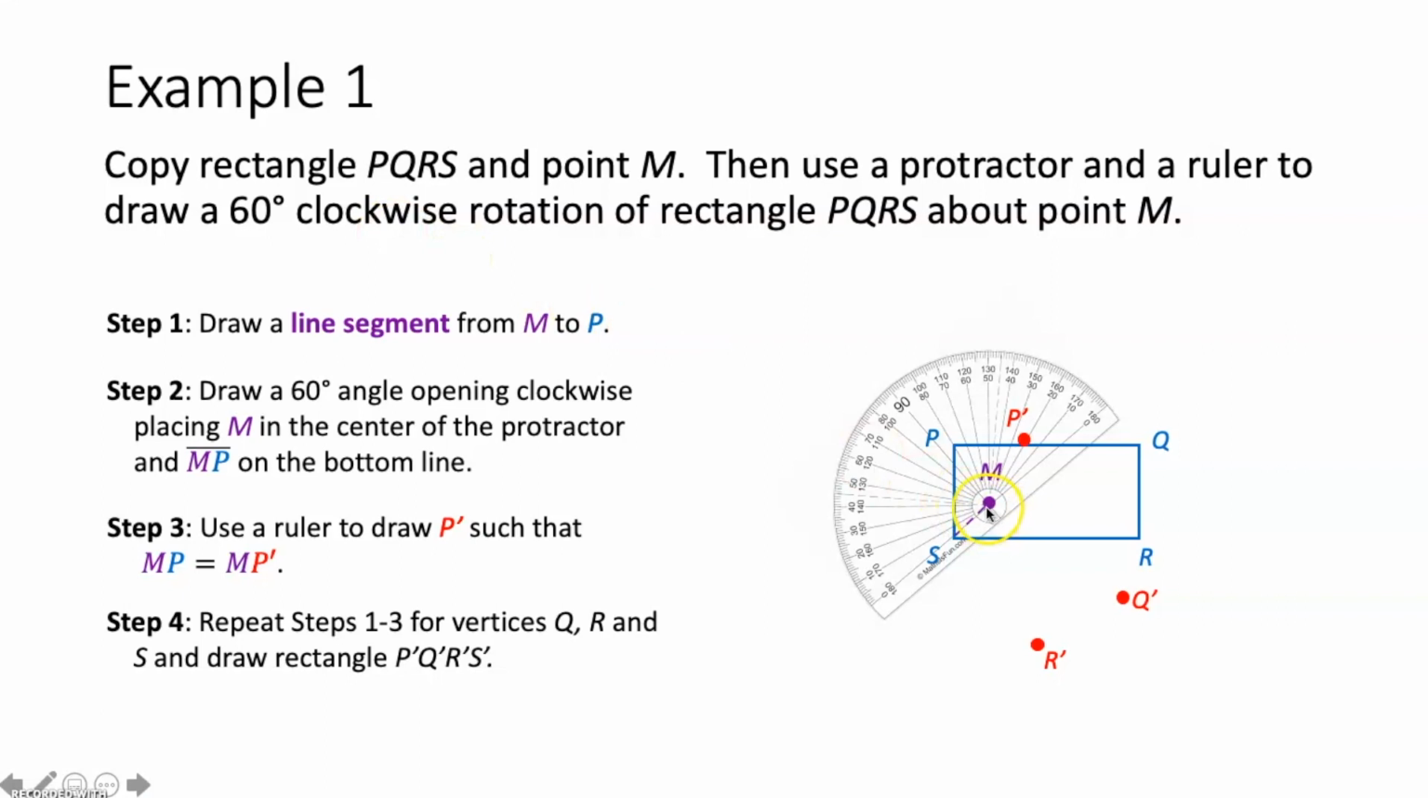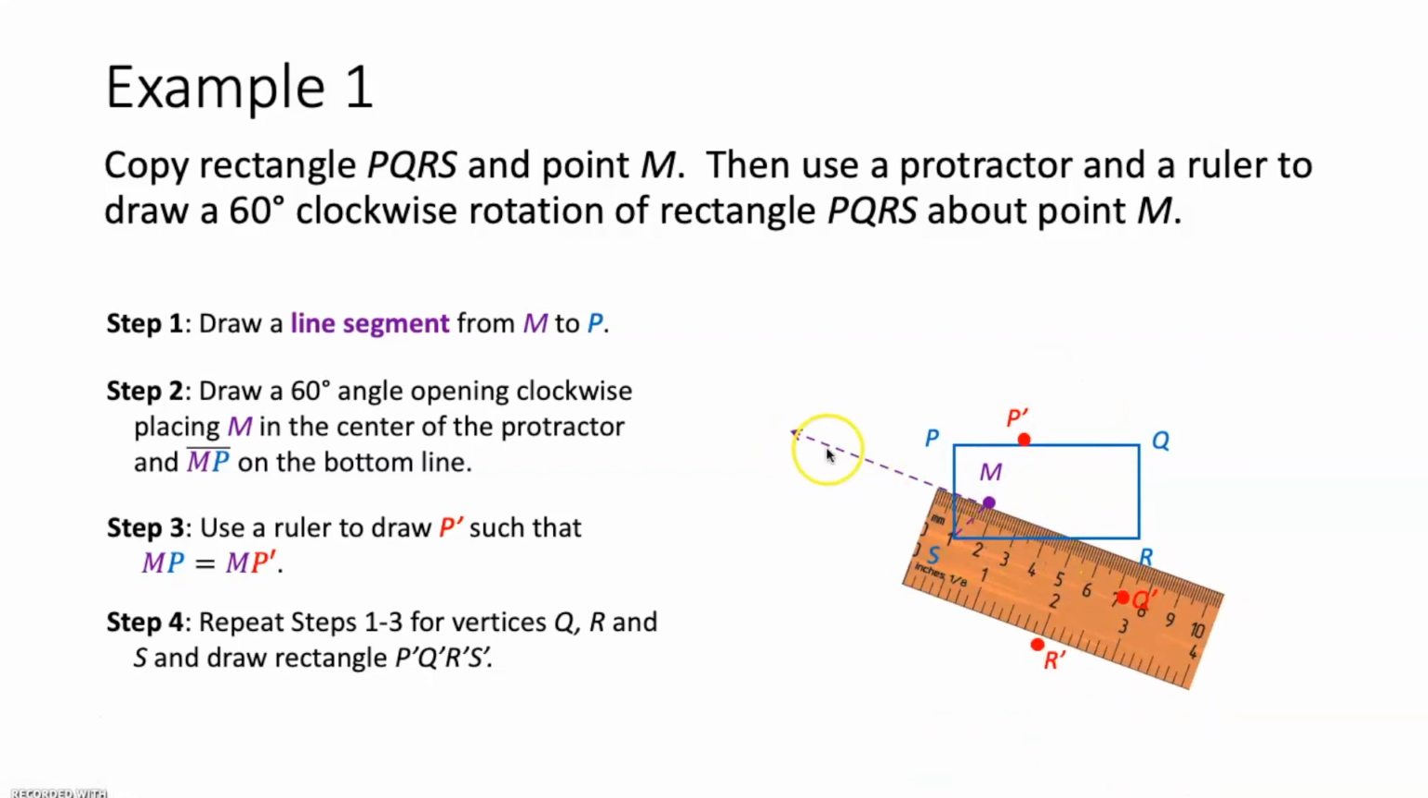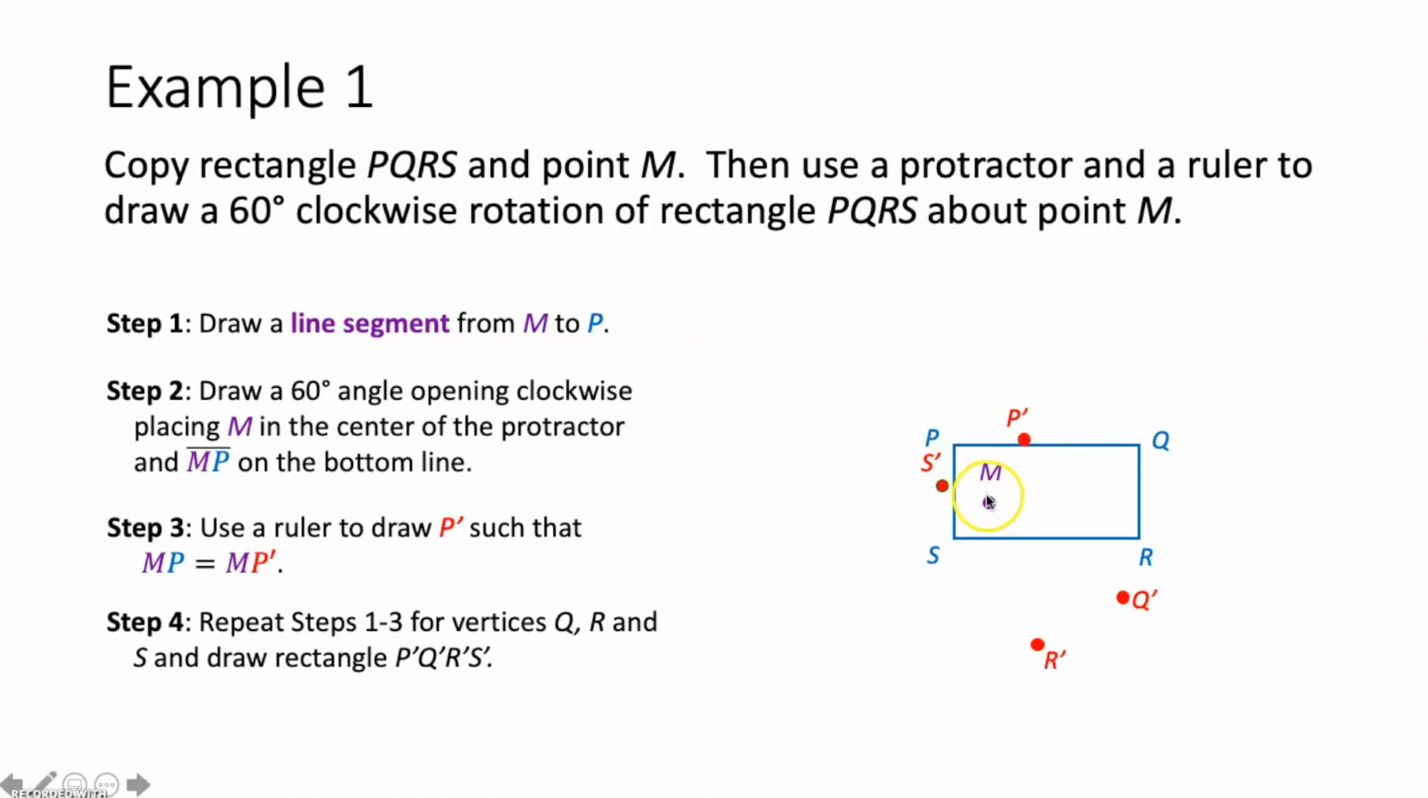So we draw a ray starting at point M, going through the 60-degree line here. Okay, we're not going to use the 60 degrees over here because that would create an obtuse angle. We draw a ray going from point M through our 60-degree line. We then measure the distance from point S to point M. We measure that same distance on the 60-degree line and put S prime, which is our image of point S after it's been rotated about point M 60 degrees clockwise. We then connect each of our image points and we have rectangle P'Q'R'S' after it's been rotated 60 degrees clockwise about point M.